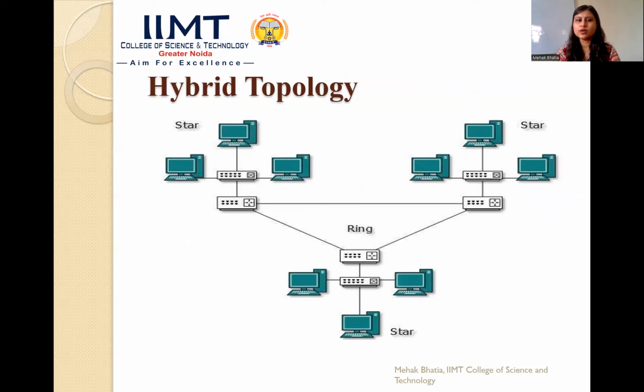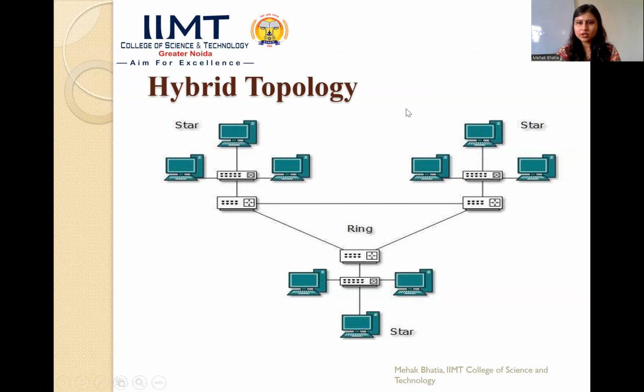Now let's move on to the last topology of today's session, which is hybrid topology. Now, as you can see here in the diagram, what does the word hybrid mean? Hybrid means a combination of two things or various things. So hybrid topology consists of more than one topology. When two or more topologies join together, it forms a hybrid topology.